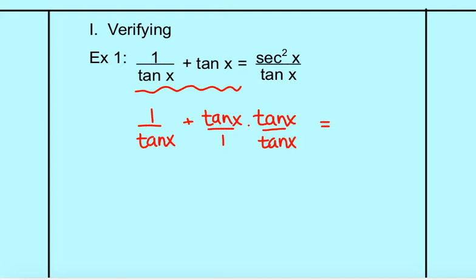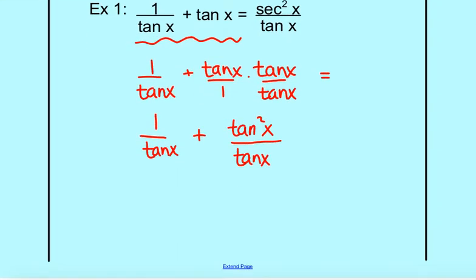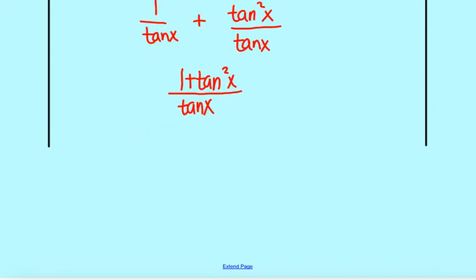All right. So this first, 1 over the tangent of x, I'm going to leave alone. Over here, the tangent of x times the tangent of x is tangent squared of x. And then 1 times the tangent of x is the tangent of x. So now I have like denominators. These two fractions are alike, so I can go ahead and combine them into one fraction. So I add across: 1 plus the tangent squared of x over the tangent of x. All right, so I've combined it into one fraction.